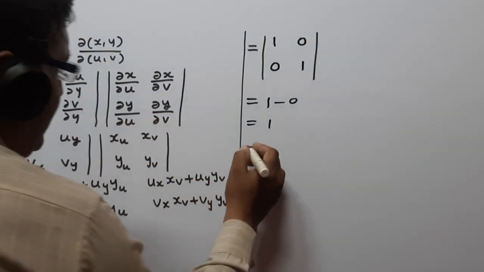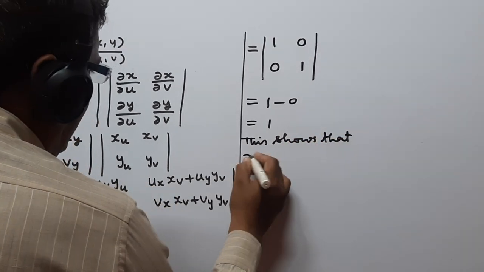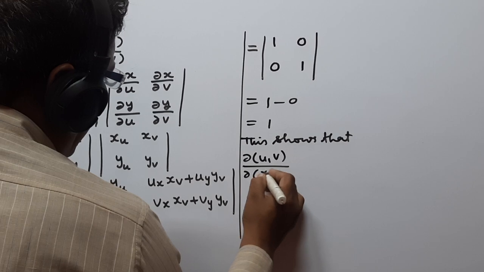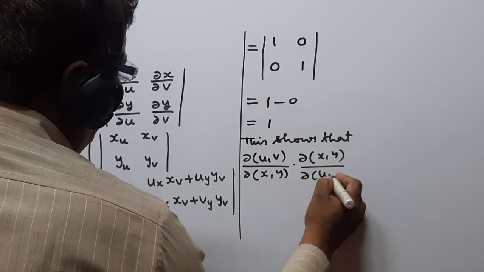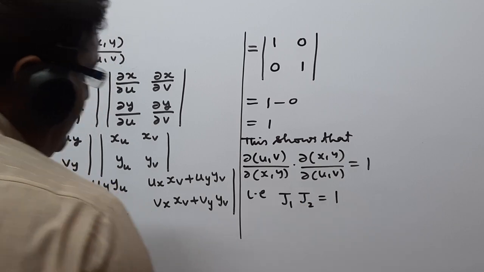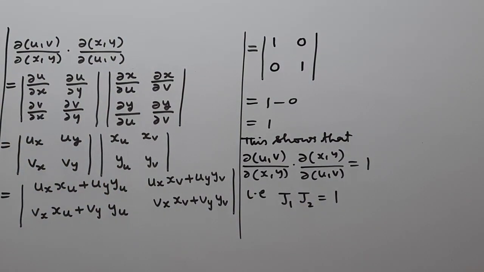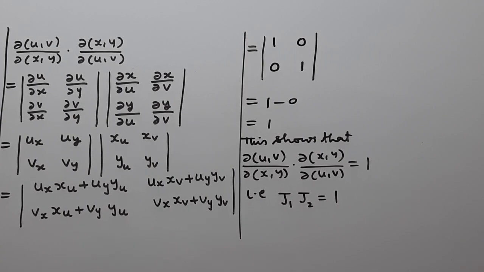So this shows that del (u, v) divided by del (x, y) multiplied by del (x, y) upon del (u, v) is equal to 1, that is, J1 J2 is equal to 1. So if J1 is the Jacobian of the (u, v) function with respect to (x, y) and J2 is the Jacobian of the (x, y) function with respect to (u, v), then the product of J1 and J2 is equal to 1. Thank you.